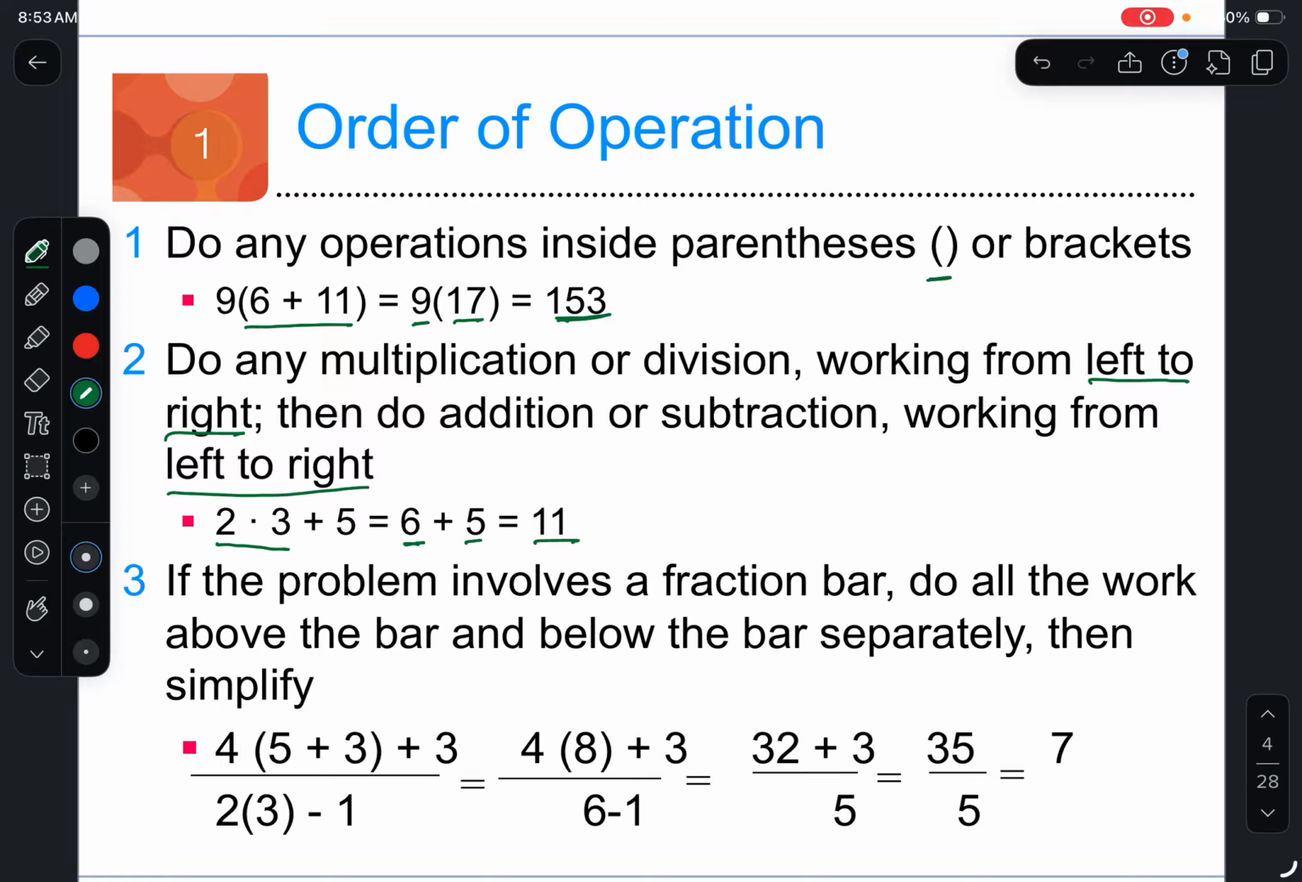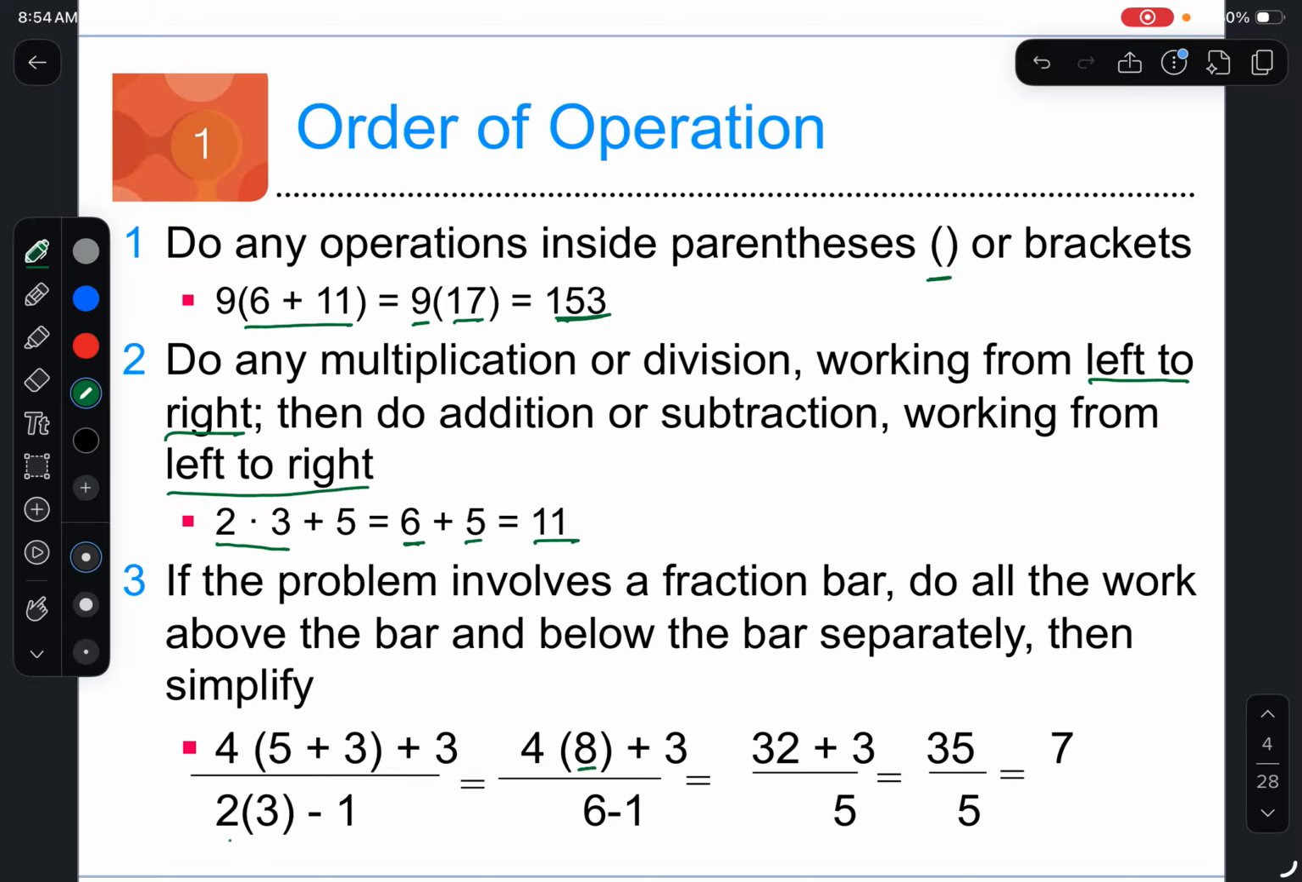Now, a lot of times the problems you encounter will involve a fraction bar. What you want to do is do all the work on the top and then the bottom and then simplify, following the previous 2 rules of order of operations. For example, we want to add 5 plus 3 because it's in brackets. That gives us 8. Then we will have 4 times 8 plus 3.